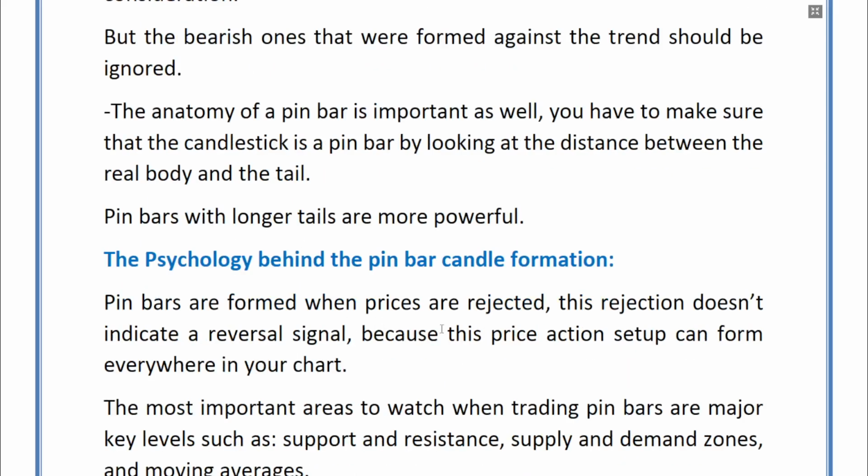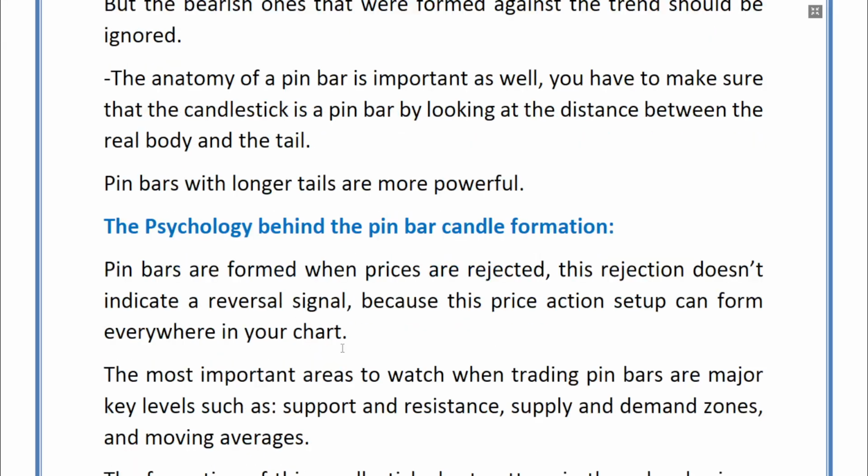Now, what is the psychology behind this pin bar candle formation? Pin bars are formed when prices are rejected. This rejection doesn't indicate a reversal signal because this price action setup can form everywhere in your chart. The most important areas to watch when trading pin bars are major key levels, such as support and resistance, supply and demand zones, and moving averages.